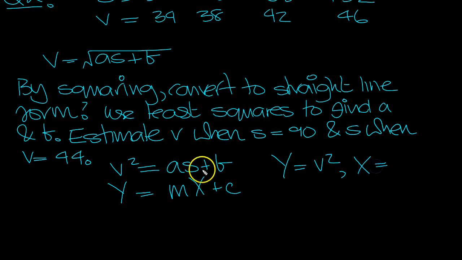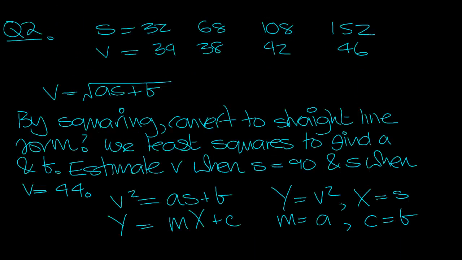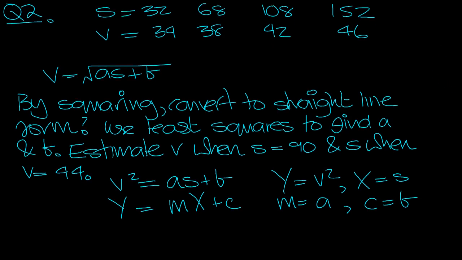x has to be the same as s, m corresponds to A, and C will then correspond to B. So we need to plot S against V squared. So 32, 68, 108 and 152.